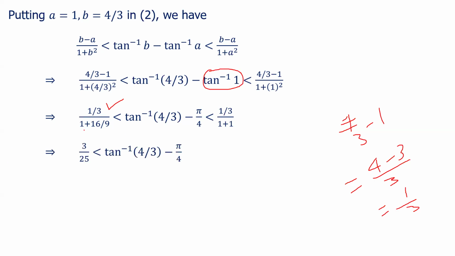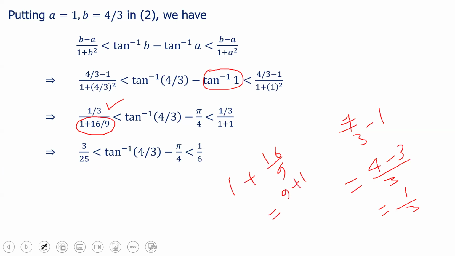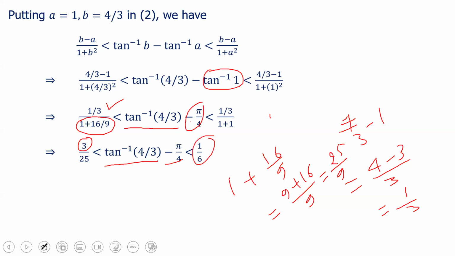Now if we simplify it, 1 plus 16 by 9 can be written as 9 plus 16 upon 9, which is equal to 25 by 9. And 1 upon 3 is in the numerator. So the 1 upon 3 will cancel and 3 will go to the numerator, which is less than tan inverse of 4 by 3 minus pi by 4, this one, and 1 by 3 upon 1 plus 1. So 1 by 3 upon 2, so 1 upon 6.